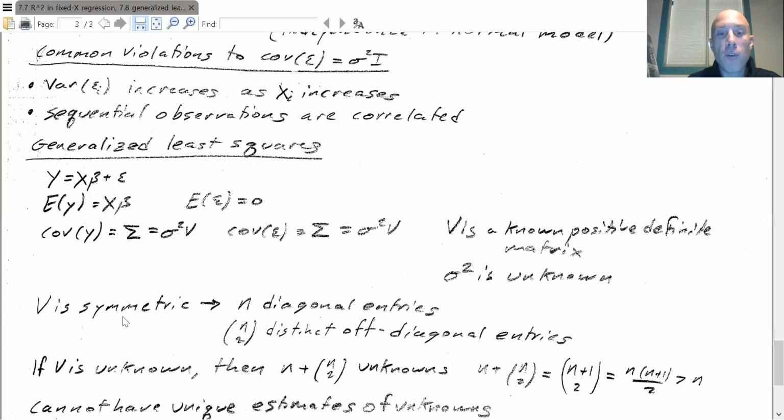So V is symmetric. And V has n diagonal entries and n choose 2 distinct off diagonal entries. All right, so if we were to treat V as an unknown matrix, then we have n plus n choose 2 unknowns. That means that we have more unknowns than we have data points. If I have more unknowns than data points, I cannot use a system of equations to solve it. I have to somehow use something else. I have to use some outside knowledge. I can't use equations to do this.